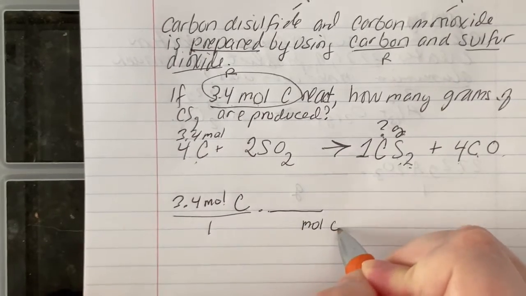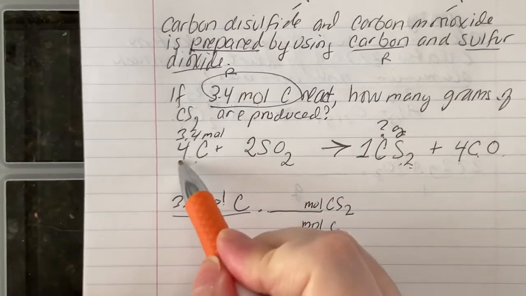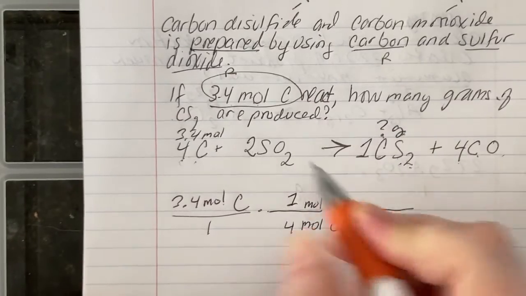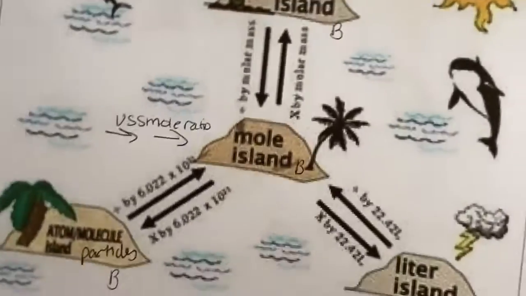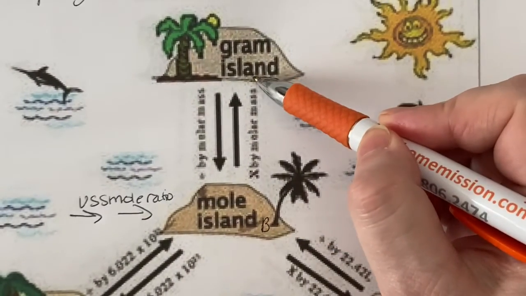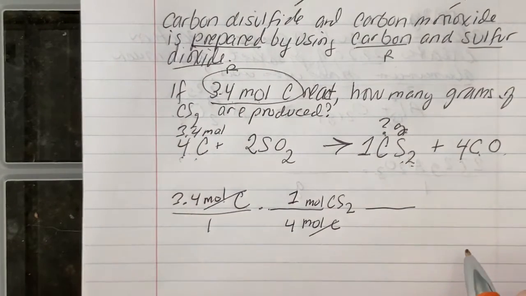So I need to get from moles of carbon to moles of CS2. There are 4 moles of carbon and 1 mole of CS2. So if I stopped right here, I would be on moles of CS2, which means I used the mole ratio boat to get to archipelago B, and now I'm on moles here. Where do I ultimately have to go? To grams. So I have to go to gram island. I use molar mass to do that. And I use the molar mass of CS2.